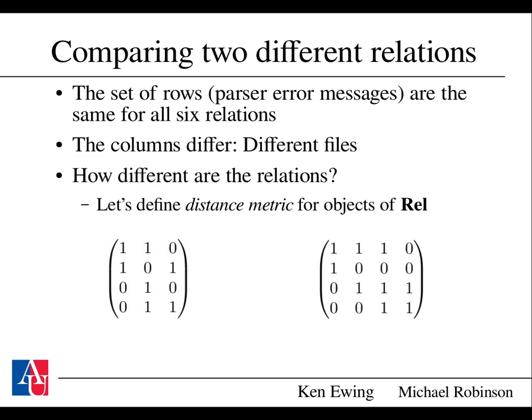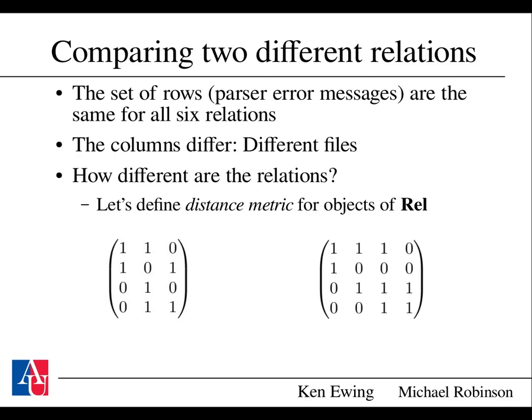The rows are the same for all of those 6 relations, but the columns are different. The files differ. So, in fact, we don't really care about shuffling rows and columns or permuting them or changing them in any other way. But we do want to know how far apart the relations are. So we need a distance metric for the objects of this relation that respect the isomorphism classes.